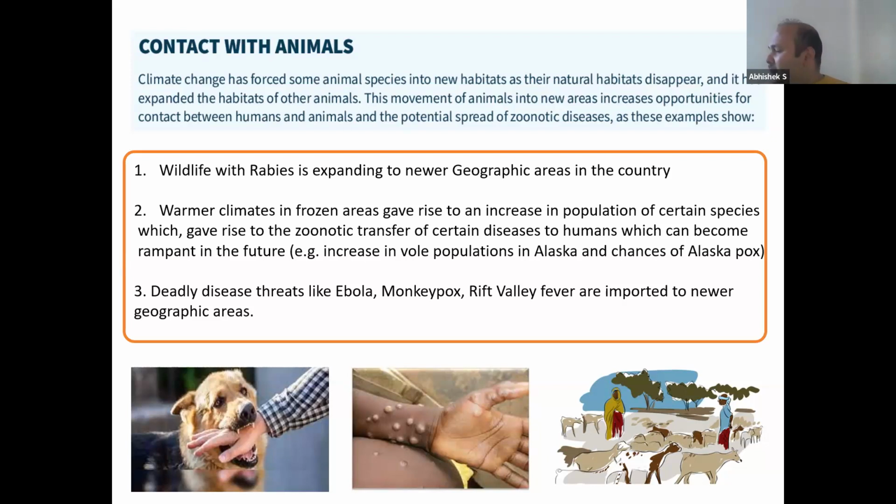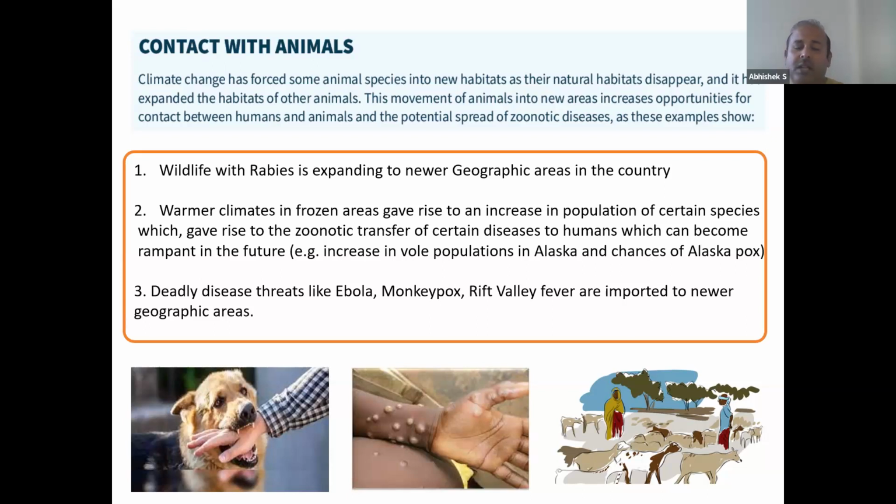geographical areas. I think a couple of years back, almost all of us heard about these two diseases, Ebola and monkeypox. Ebola was an African continent disease, and monkeypox was also an African continent disease. But due to climate change, they found their way into other geographical areas.